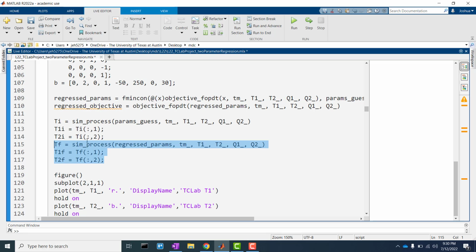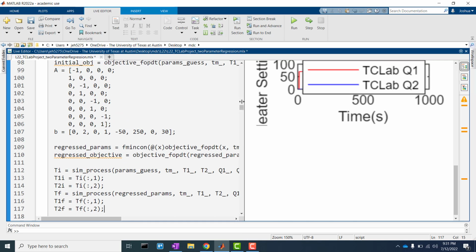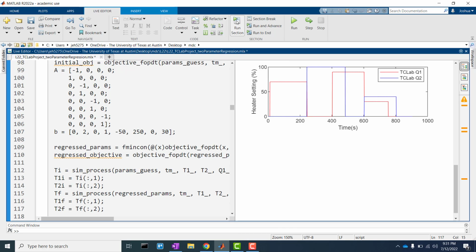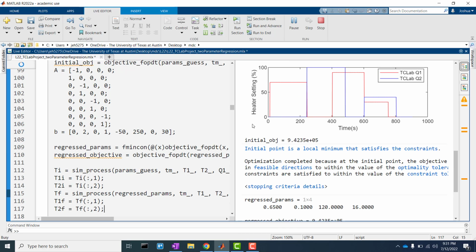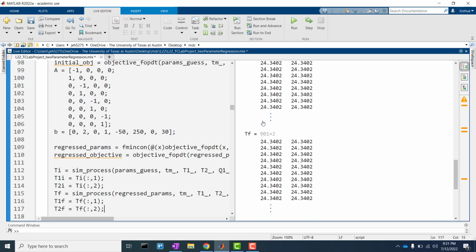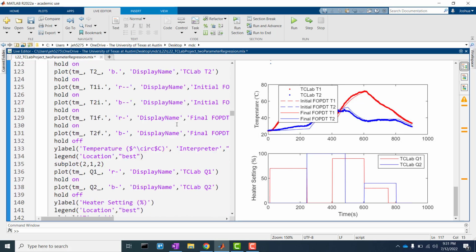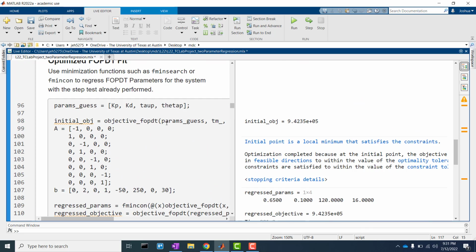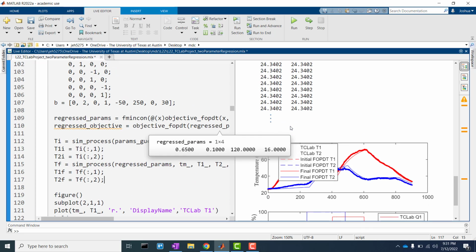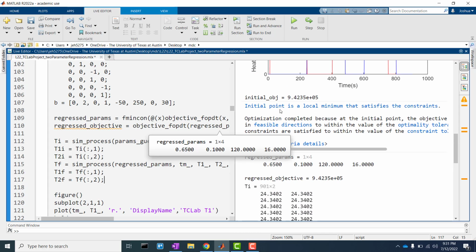So we're using this regressed FOPDT, and then we're graphing. Before we did this with a physics-based model, now we're doing this with the FOPDT, at least first. You can see, there we go. That wasn't that bad. So let's see, what are these errors?